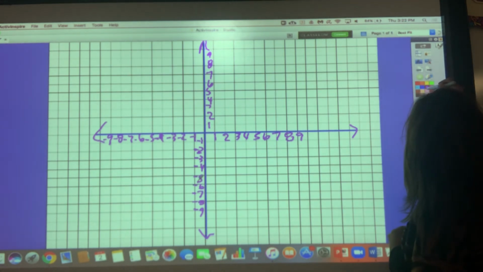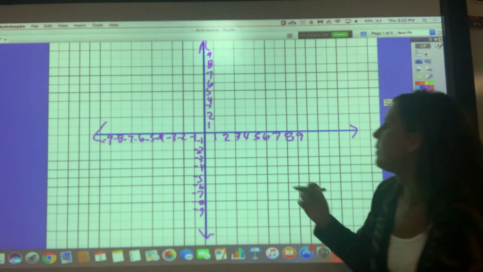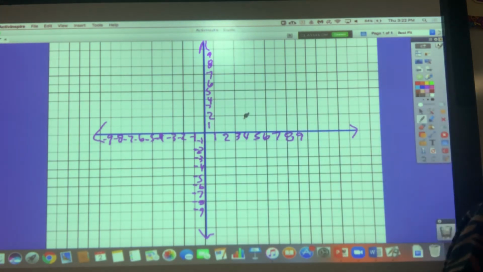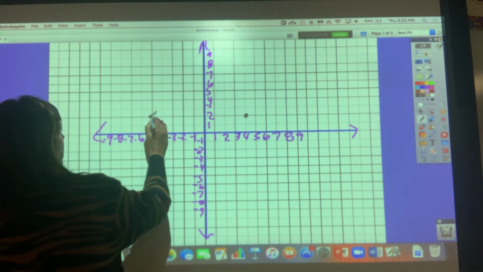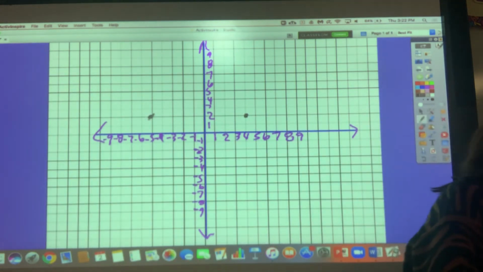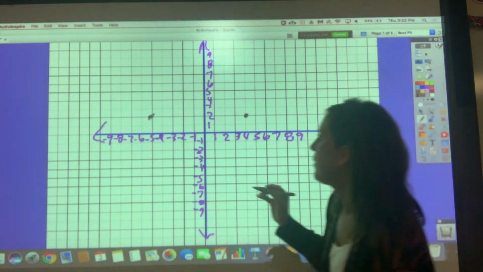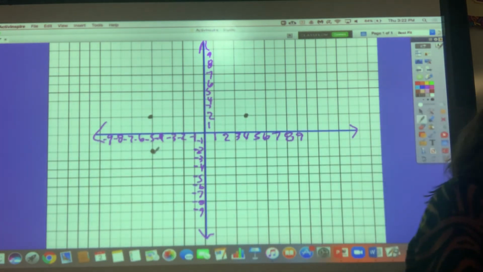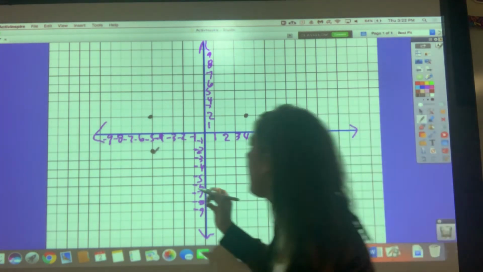Okay, so let's put a point at 4, 2. So over 4, up 2. Let's put another point at negative 5, 2. Let's put another point at negative 5, negative 2. Let's put another point at negative 6, negative 5.